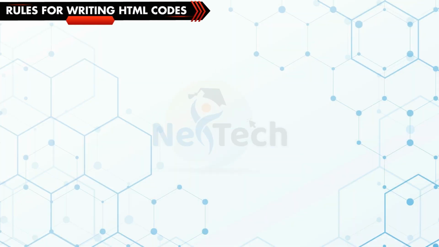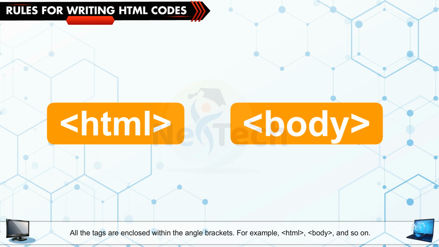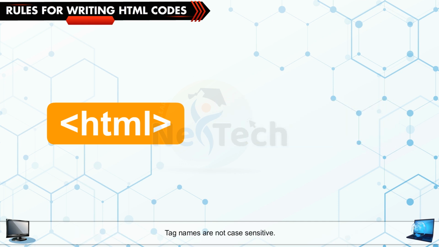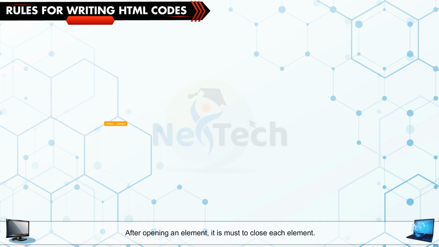Rules for writing HTML codes. The rules for writing the HTML codes are as follows. All the tags are enclosed within the angle brackets. For example, html, body, and so on. Tag names are not case sensitive. For example, HTML is the same as html. However, it is always a good practice to use lowercase for writing the code.